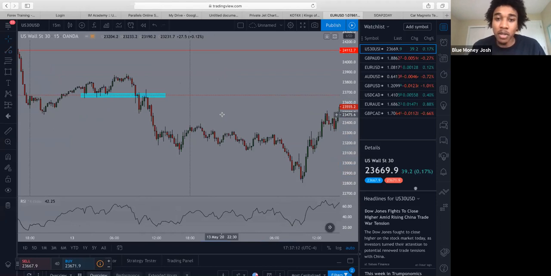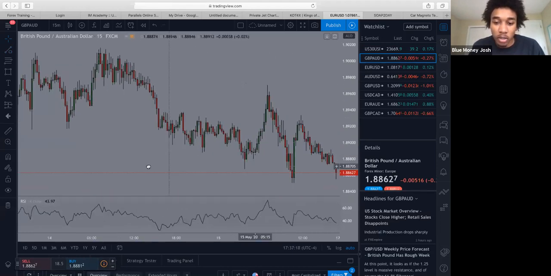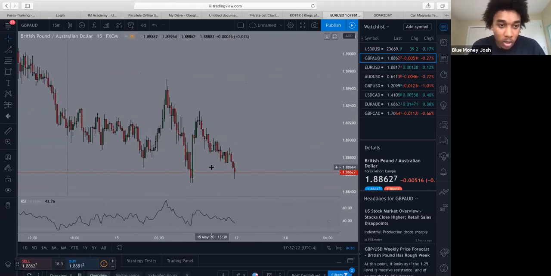Easy. It's gonna happen on every single pair that you look at. They're gonna do the same thing. I know GA is a good one just because of how many wicks are on here. So for example, this is actually a really good one too.